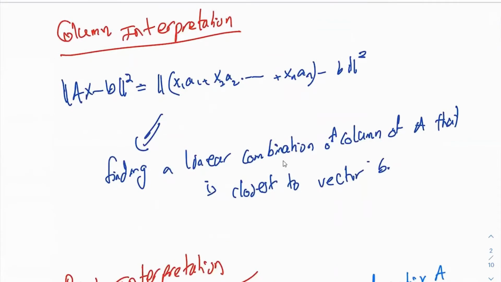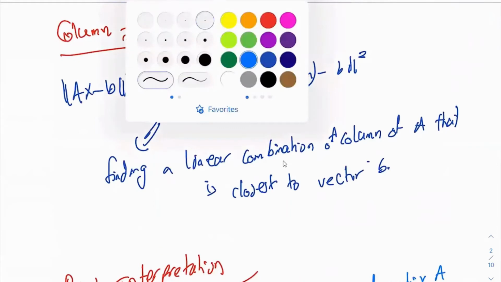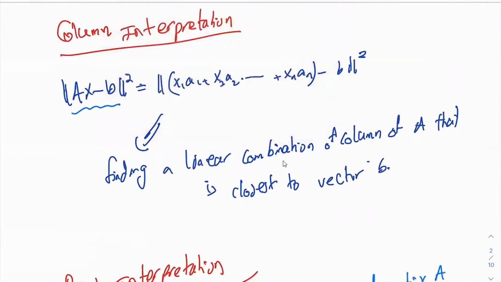Column interpretation of least squares means that you want to calculate the norm square of Ax minus b, this quantity, right? But wait, I said Ax can be written as a linear combination of columns of A. So that's what this expression represents, minus b, norm square, right? So what are we looking for in this case? We are looking for a linear combination of columns of A that is closest to the vector b, right? So that's what this one says.